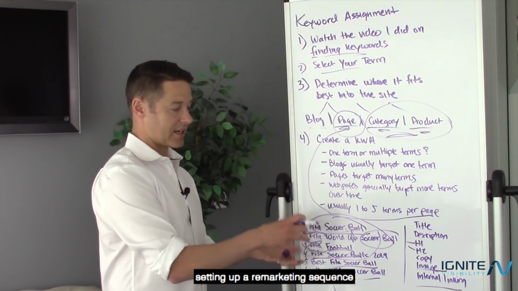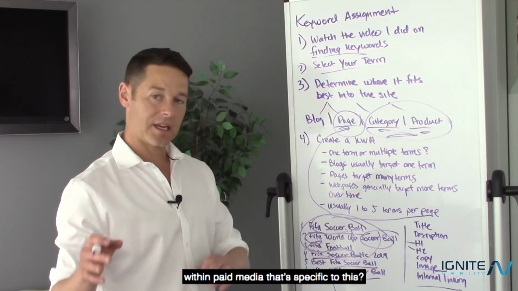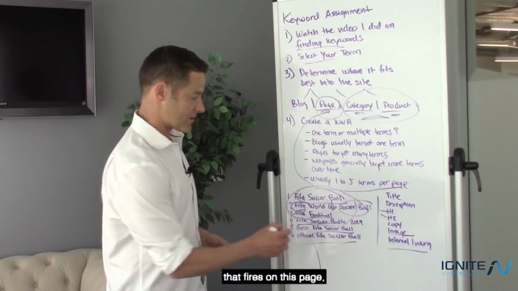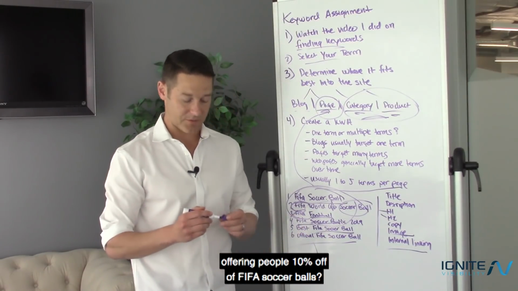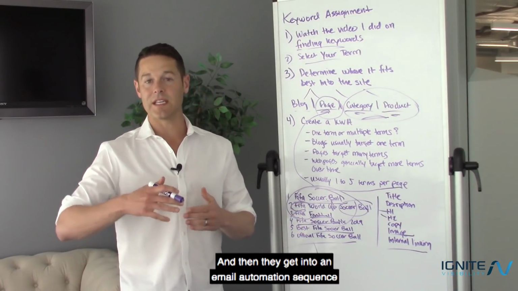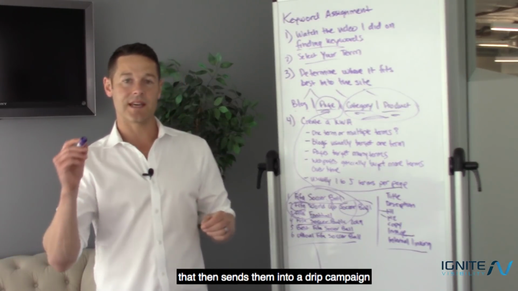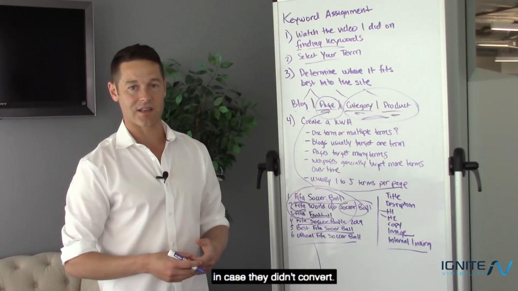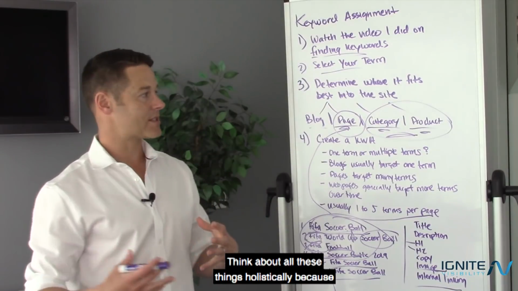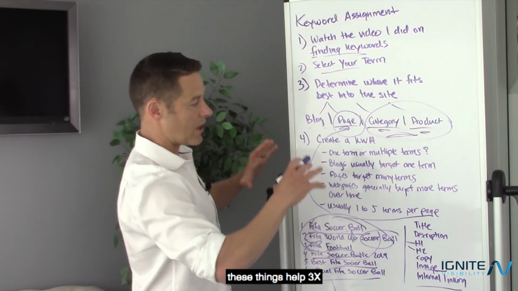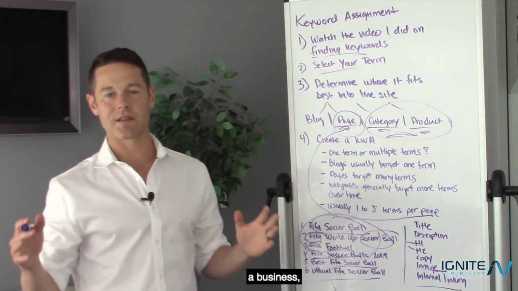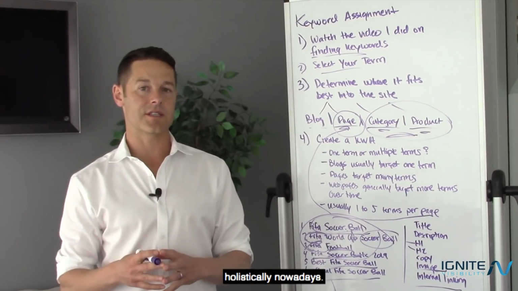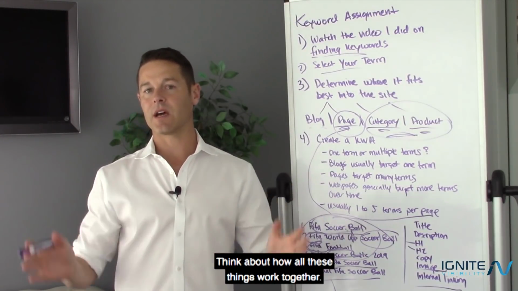Don't you think that you should be setting up a remarketing sequence within paid media that's specific to this? Or how about you have an email pop-up that fires on this page offering people 10% off of FIFA soccer balls, and then they get into an email automation sequence that sends them into a drip campaign so that they're getting discounts for this in case they didn't convert, right? Think about all these things holistically, because these things help 3x a business as opposed to just one small channel. But we really want to think about digital marketing holistically nowadays. Don't just think about SEO, think about how all these things work together.